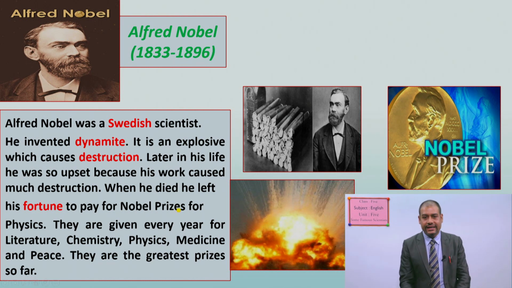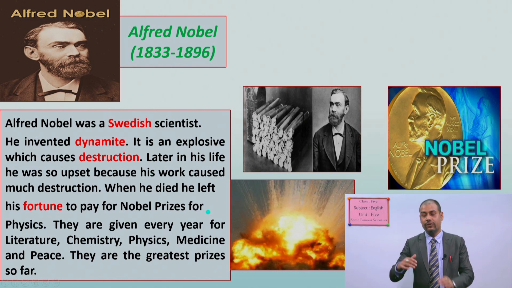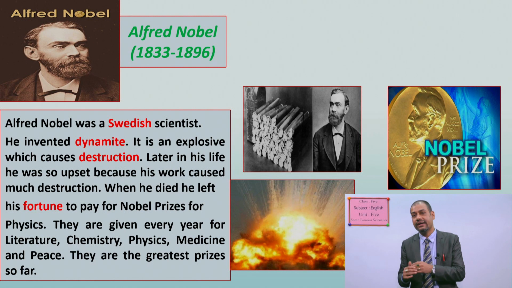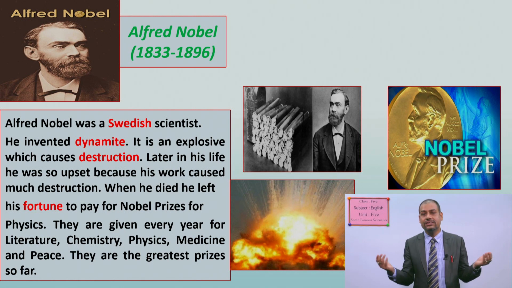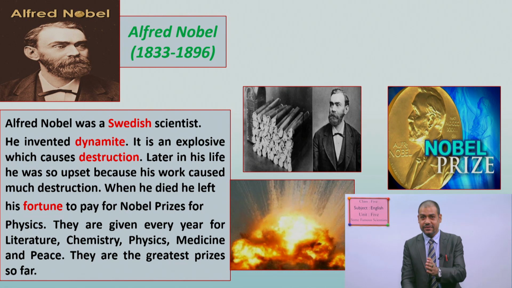Okay. Later in his life, he was so upset because his work caused much destruction. Dear students, don't forget, Alfred Nobel invented this dynamite for good works, but people misused it. And that is why there is destruction in the world. So Alfred Nobel is not happy about that. So he is upset. Okay. When he died, he left his fortune. Do you know the meaning of fortune? Here is another meaning, okay? You just make a guess. Later on, I'll tell you.